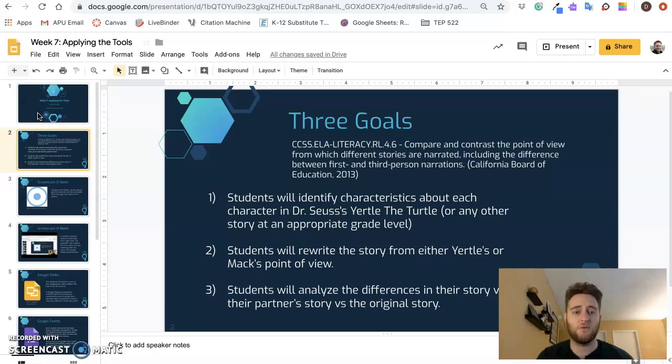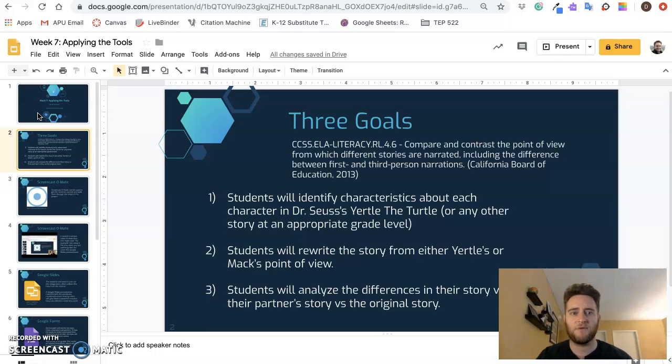They would be paired up, so one person would rewrite the story from Yertle's perspective, one person would rewrite the story from Mac's perspective. They would have to do this collaboratively. You might be able to guess what one of my next tools is going to be. Anyway, after that, they are going to compare and contrast their two stories. They're going to compare their stories against each other, but also their stories against the original, which is a third-person narration.